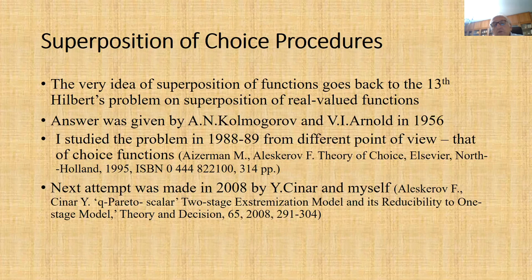We apply the first function and the result we put as the variable x for the second function. What kind of good properties might we obtain from this superposition? And the answer was given by Kolmogorov and Arnold. In 1956, I got lectures from Kolmogorov, and Arnold gave us lectures on differential equations. And I studied this problem, you see, so the answer was negative. The results are not good and there are many, many problems.